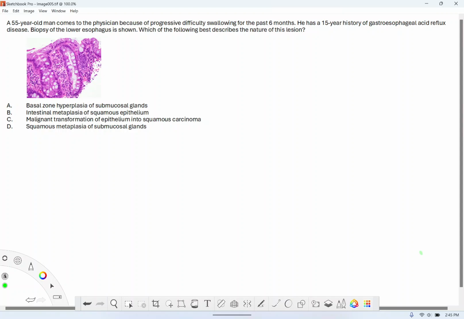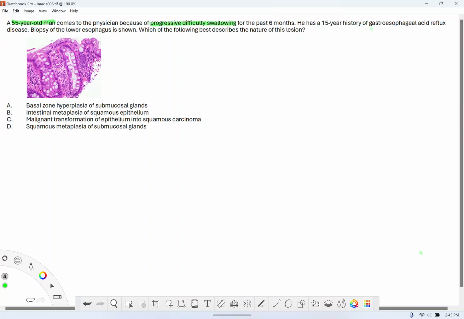Okay, so this section is the GI system, gastroenterology. Let's do this question. A 55-year-old man. I always highlight age and ethnicity and gender of a patient because it really helps guide me. A 55-year-old man comes to the physician because of progressive difficulty swallowing. So progressive dysphagia for 6 months.